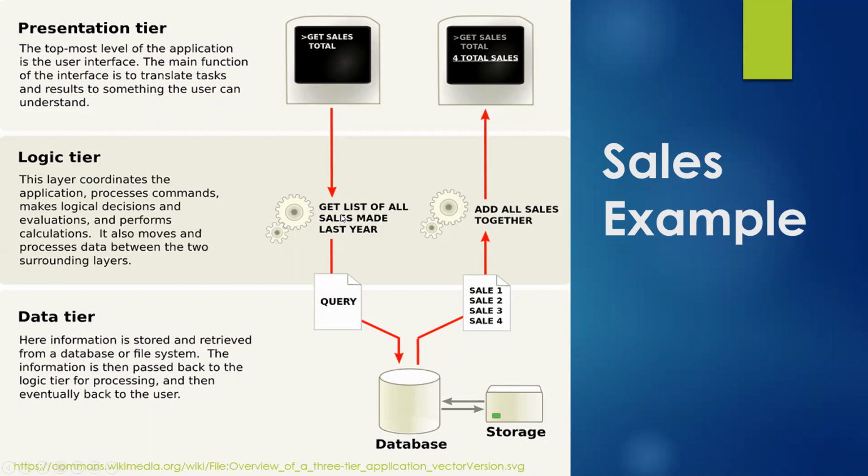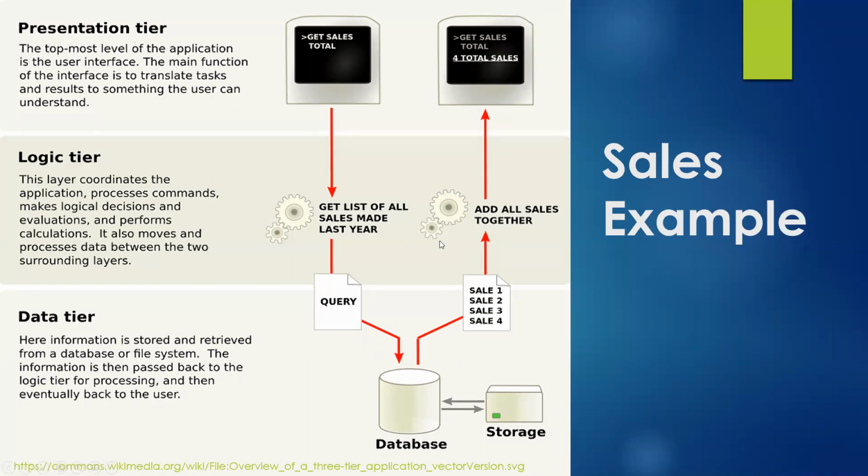The logic tier then interprets that request and it gets a list of all the sales made. It generates that query and sends it to the data tier. The data tier then answers that query, going to storage if necessary to get the data. It puts it all together and sends it back to that logic or application tier.